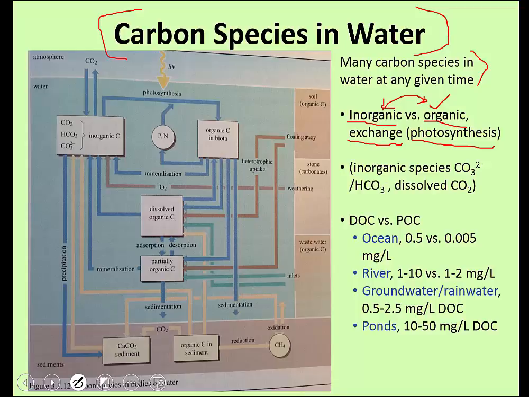Now, when I talk about inorganic species of carbon in water, the primary ones we're looking at are going to be carbonate ion and hydrogen carbonate. Again, you've got to go back and look at those polyatomic ions. And then also carbon dioxide that's dissolved in water. When you dissolve carbon dioxide in water, it just exists as dissolved carbon dioxide, but sometimes you'll hear people refer to this as carbonic acid.